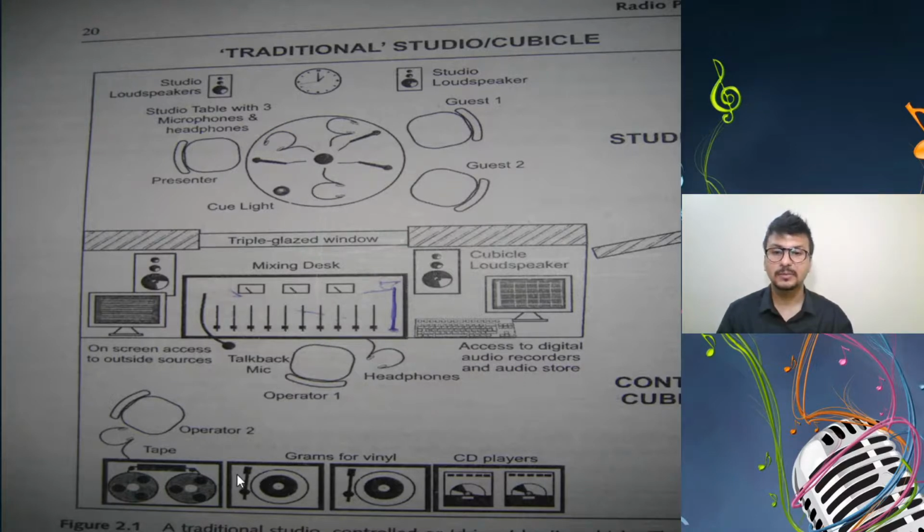Then again, at the bottom there is another operator too. Tapes are there. Again, the grams of vinyl, CD players are there. So there are various things. So this is basically a traditional studio control setup.